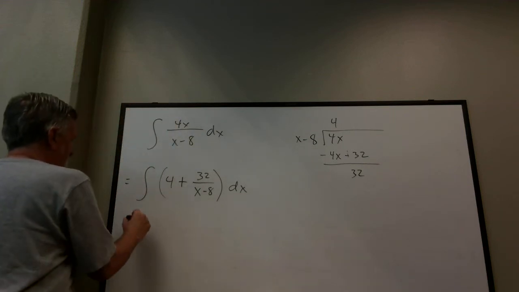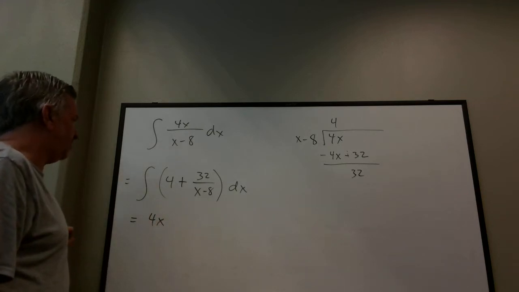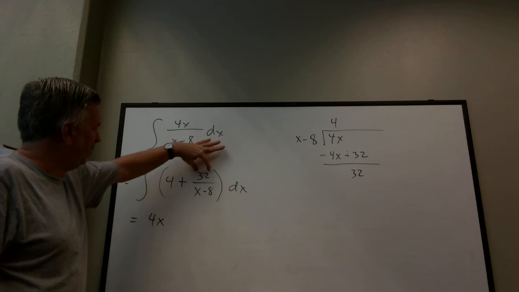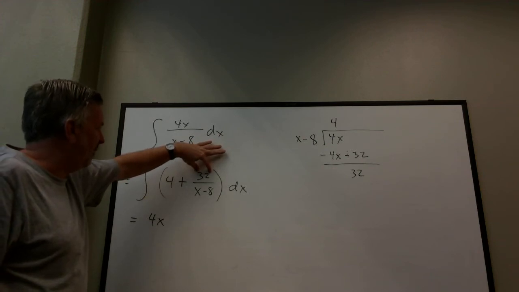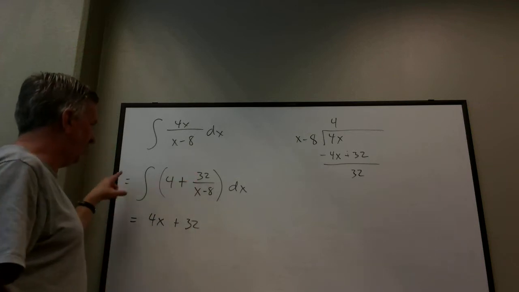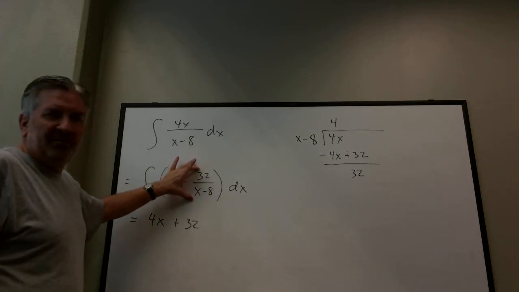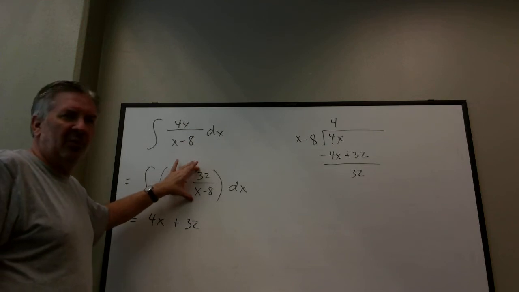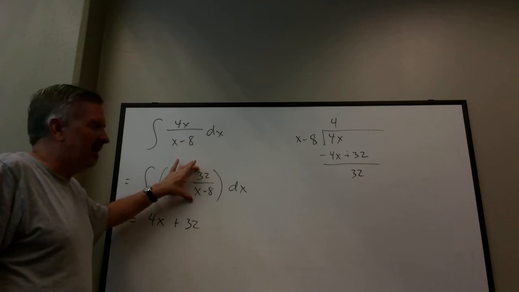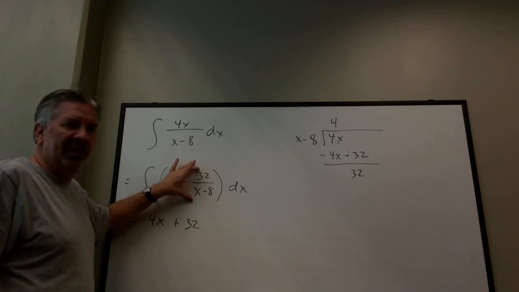Well, the integral of 4 is easy, that's 4x. Now, what about this? Well, the 32 is no problem. You can pull that out front, right? Plus 32. Not all the way out here, just the front of this one. Now, I'm left with 1 over x minus 8. Now, what's the integral of 1 over x minus 8? Well, if it were just 1 over x, that'd be easy. It's natural log absolute value of x, right?